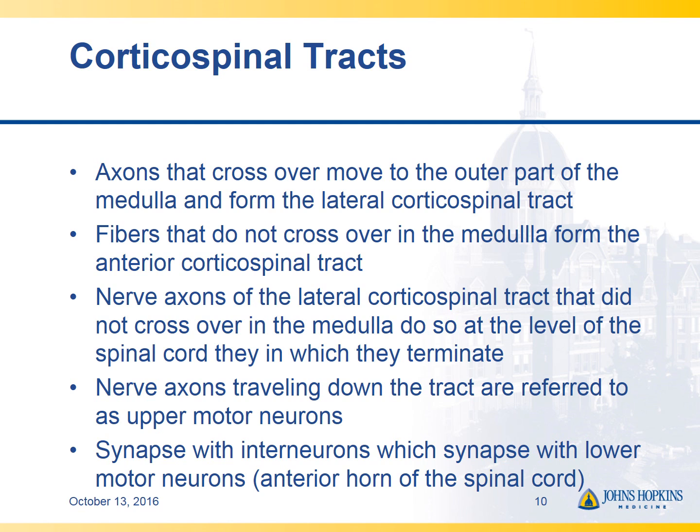When thinking about the corticospinal tracts, then the axons that cross over move to the outer part of the medulla and form the lateral corticospinal tract. Fibers that do not cross over in the medulla form the anterior corticospinal tract. Nerve axons of the lateral corticospinal tract that did not cross over in the medulla do so at the level of the spinal cord in which they terminate. Nerve axons traveling down the tract are referred to as upper motor neurons, and these synapse with interneurons which then synapse with lower motor neurons in the anterior horn of the spinal cord.